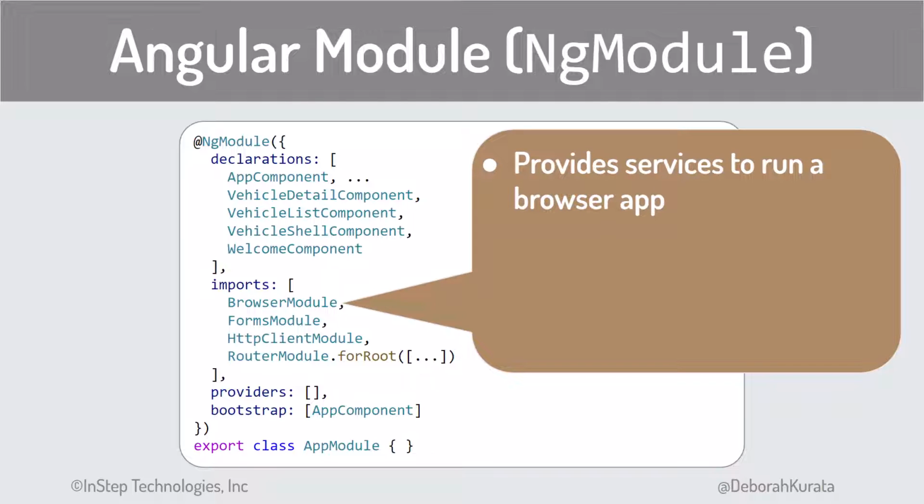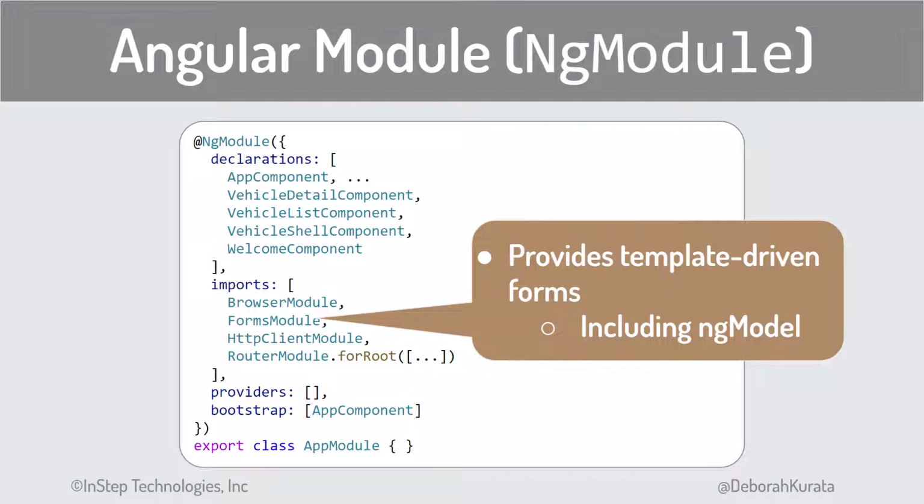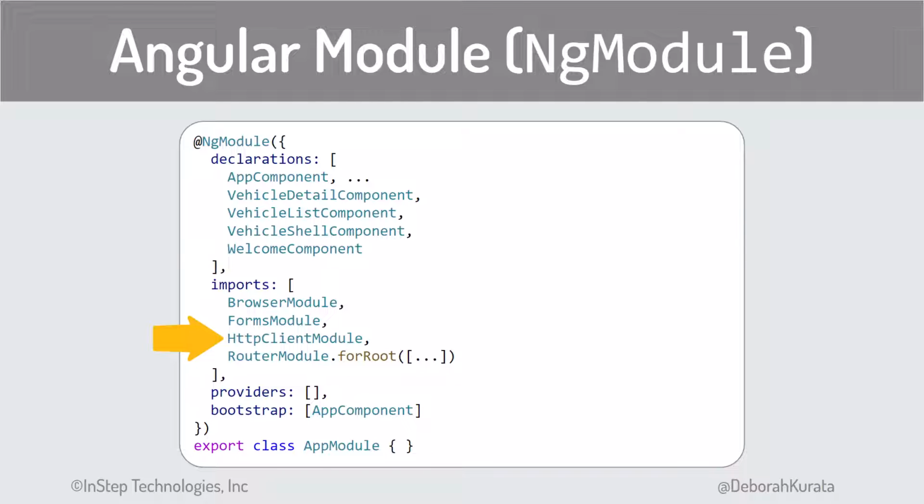Browser module provides services that are essential to launch and run a browser application. And browser module re-exports common module, which provides all of the basic templating features, such as ngIf and ngFor. Forms module provides the features needed for template-driven forms, including ngModel. HTTP client module provides HTTP services, and router module provides routing services. So an NgModule contains a list of every component along with everything each component's template needs.